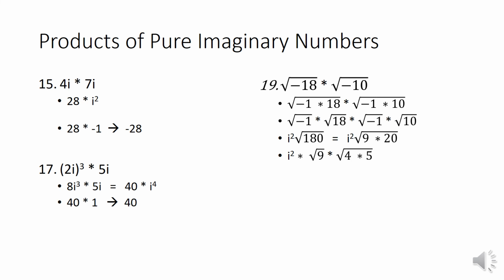Now let's go ahead and break up that final radical because we have another perfect square in there. So this is ultimately going to be equal to i squared times the square root of 9 times the square root of 4 times the square root of 5. We know that i squared is -1, the square root of 9 is 3, the square root of 4 is 2, and we can't simplify the square root of 5. So our answer here is going to be -6 times the square root of 5.